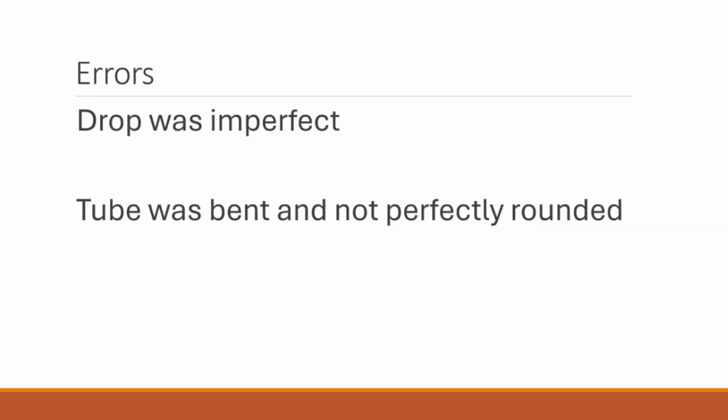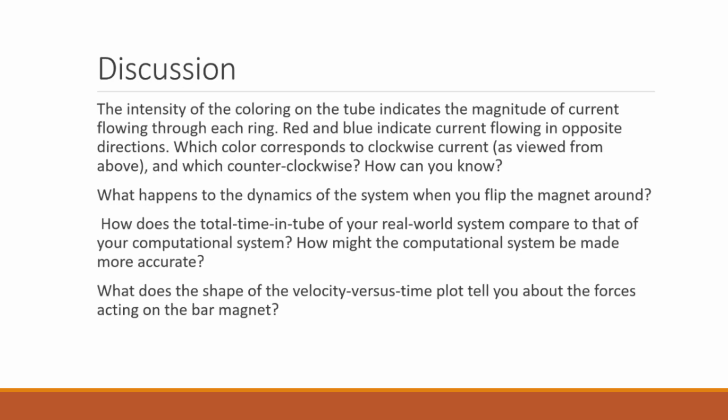Possible errors. Drop was imperfect, or the tube was bent and not perfectly rounded. These two are possible errors. For the discussion part, the intensity of the coloring on the tube indicates the magnitude of current flowing through each ring. Red and blue indicate current flowing in opposite directions. Which color corresponds to clockwise current as viewed from above, and which is counterclockwise? How can you know? What happens to the dynamics of the system when you flip the magnet around?